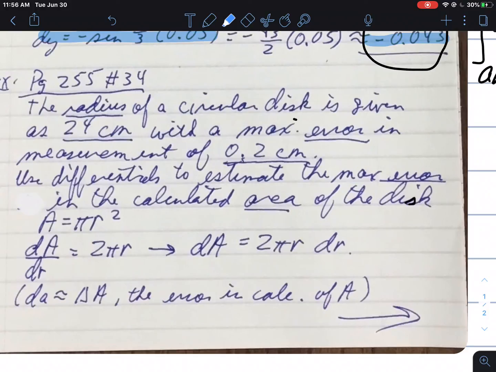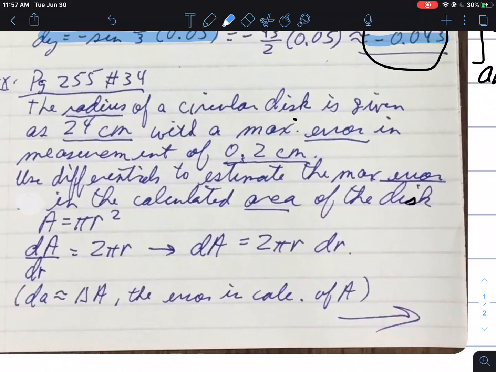All right, so our ideal radius is 24 centimeters. We are allowed a maximum error in the radius of 0.2 centimeters. So our question is, let's use differentials to estimate the maximum error in the calculated area of the disk. If we're off in the measurement of our radius, how much is that going to affect the area of the disk?